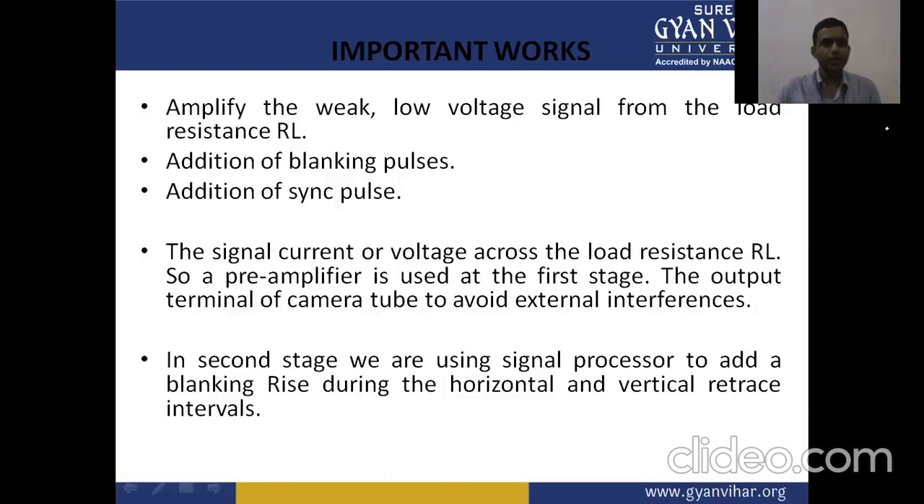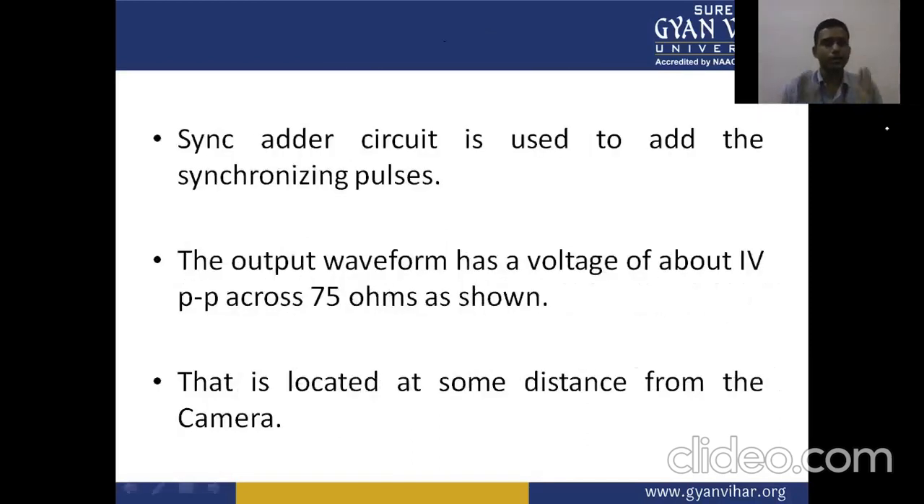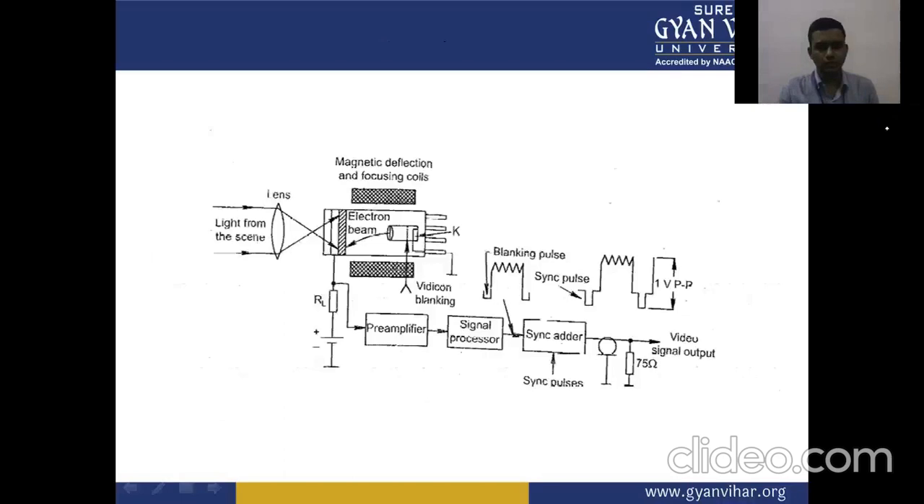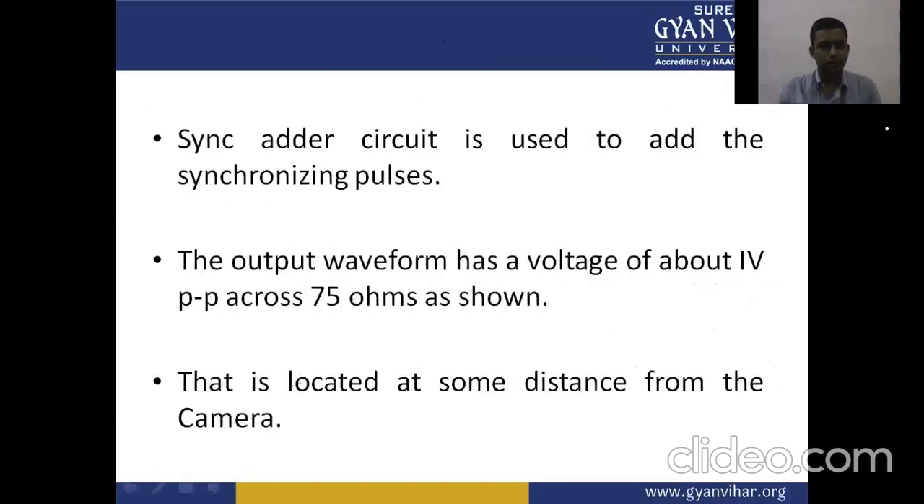A preamplifier is used at the first stage, at the output terminal of the camera tube, to avoid external interference. In the second stage, we use the signal processor to add blanking during the horizontal and vertical trace intervals. A sync adder circuit is used to add the synchronizing pulses. The output waveform has a voltage of about 1 V peak to peak across 75 ohms, as shown in the figure, that is 75%. That may be located at some distance from the camera.